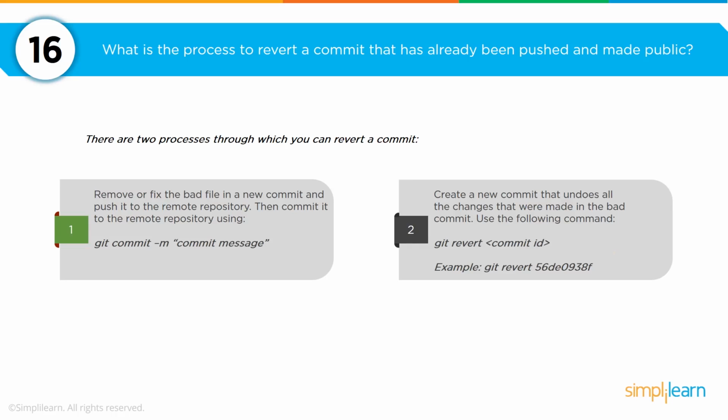The second is to actually create a new commit that undoes all the changes that were made with the bad commit. To do that, you would use git revert and then the commit ID, and the commit ID could be something such as 56DE0938F, but you'd have to find that from the commit that you had made, but that would allow you to revert any bad files that you had submitted.